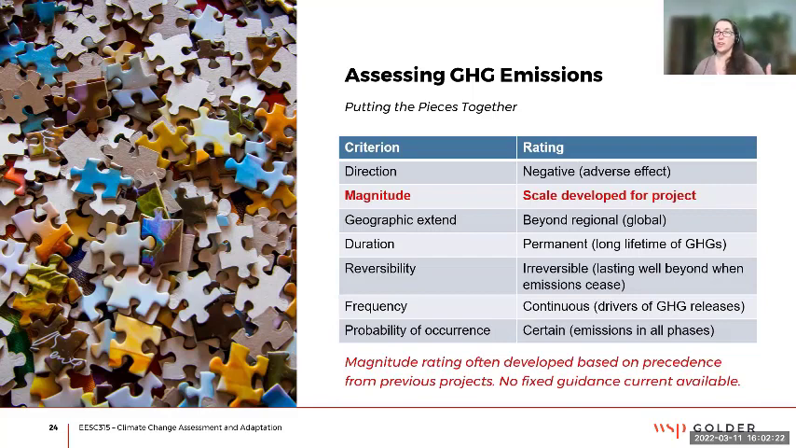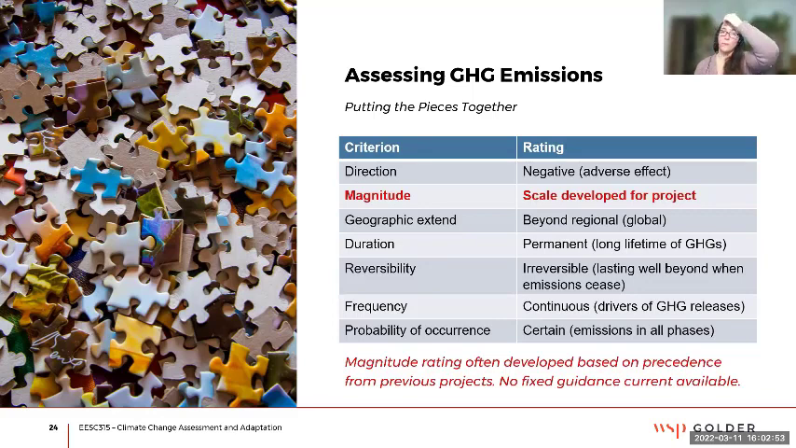We consider the duration of greenhouse gases to be permanent because of the long lifetime of the greenhouse gases. So once they're up there for a while. The reversibility, we consider it now irreversible because it lasts well beyond when the emissions cease. So even if you were to cease the emissions now, the impact of having those GHGs in the air is still long-lived. Continuous, they're being emitted almost always, and your probability of occurrence is certain.